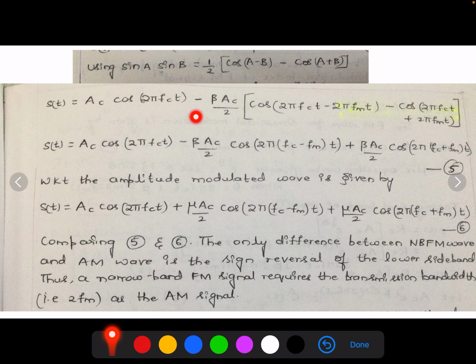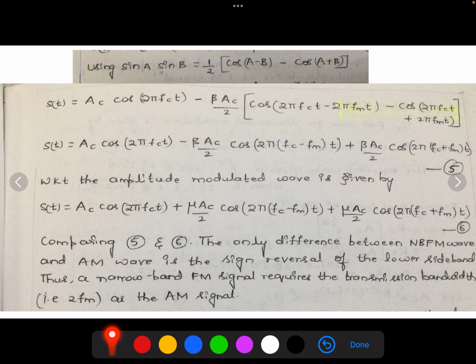Now multiplying this constant term with the individual terms, we will get AC into cos of 2 pi fct minus beta AC by 2 into cos of 2 pi t into fc minus fm. Similarly, in this term also we take 2 pi t common, so the remaining term is fc plus fm. If you compare this equation with the amplitude modulated wave, which is s of t is equal to AC into cos of 2 pi fct plus mu AC by 2 into cos of 2 pi fc minus fm into t plus mu AC by 2 into cos of 2 pi fc plus fm into t.